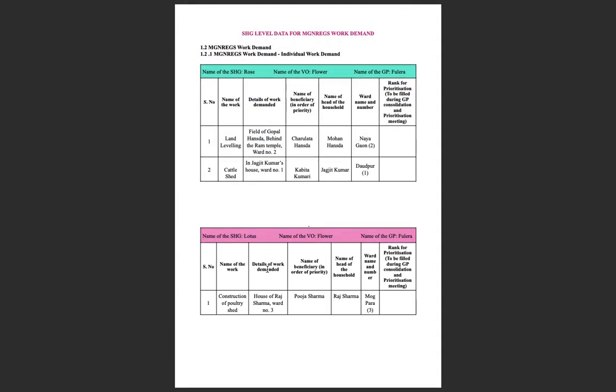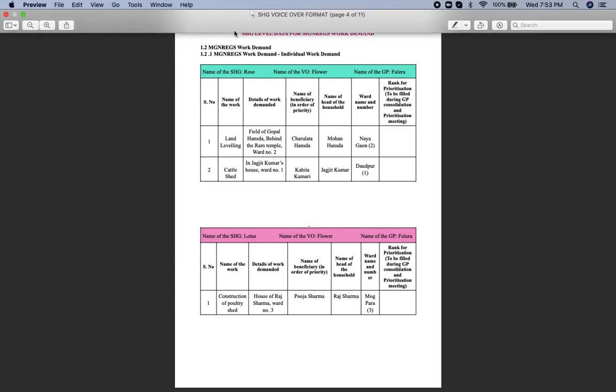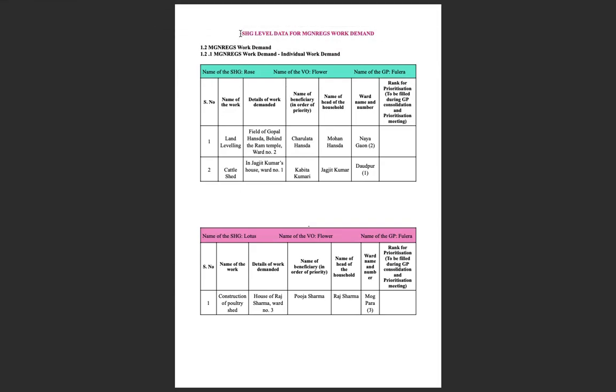Now I will go on and show you how to fill the data for MGNREGS work demand. I'll show you for individual work demand, and in a similar way you can also fill for community work demand. Here again we have taken SHG Rose, name of the VO Flower and name of the GP being Fullera. Now what we have to keep in mind is that the work demand column is a bit different from the column that we have seen previously.